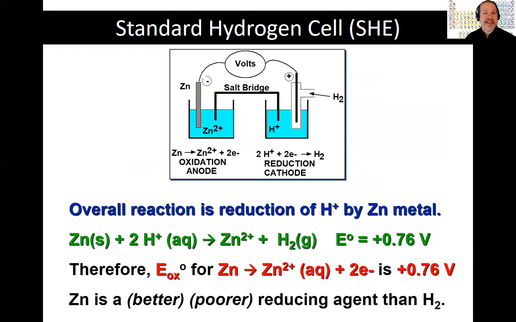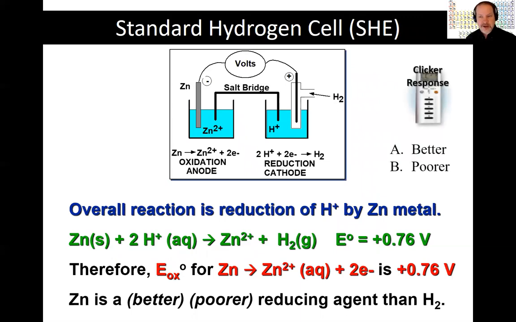So this indicates now that zinc is actually, and this is where I have my students typically click in, but you don't have to now, a better reducing agent than hydrogen because it is being oxidized. The oxidizing element is part of the reducing agent.